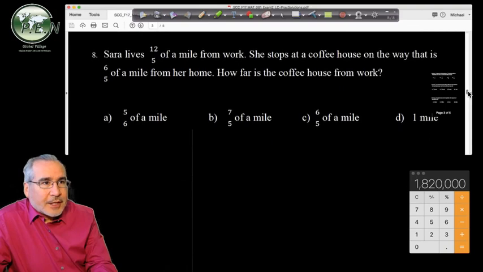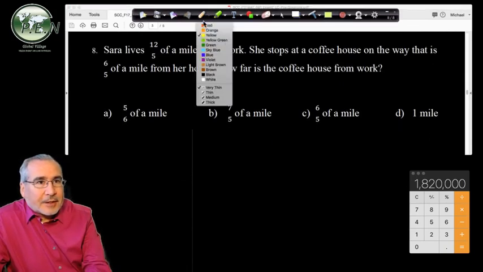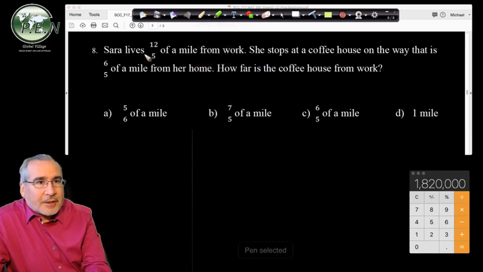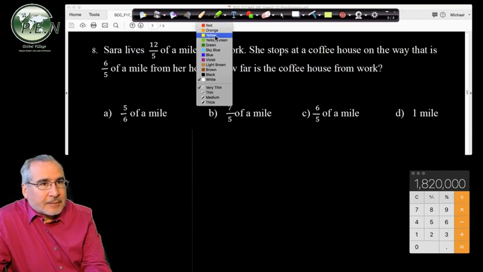Let's look at question 8. Again, looks like we're going to have to make a few fractions here. 12/5 of a mile, 6/5 of a mile, 5/6, 7/5. So a lot of these problems as we're going through is just a matter of deciding what you are doing: adding, subtracting, multiplying, or dividing. So understanding when we do each of them.